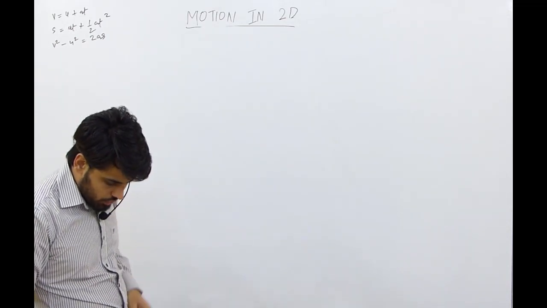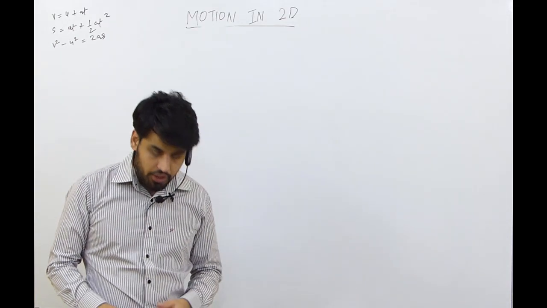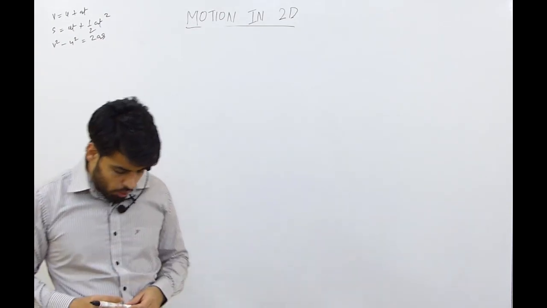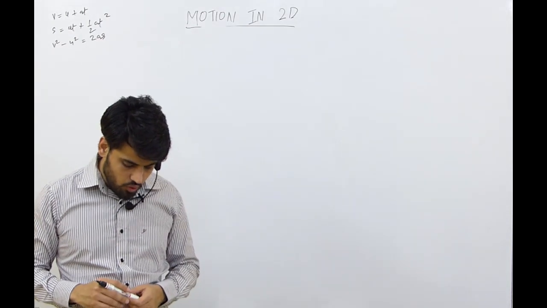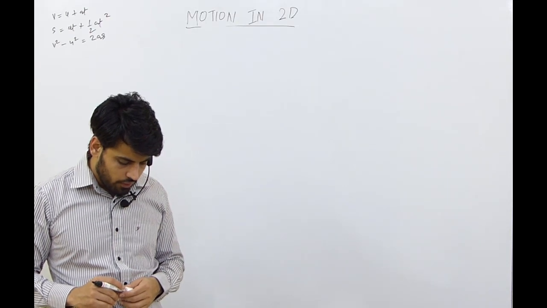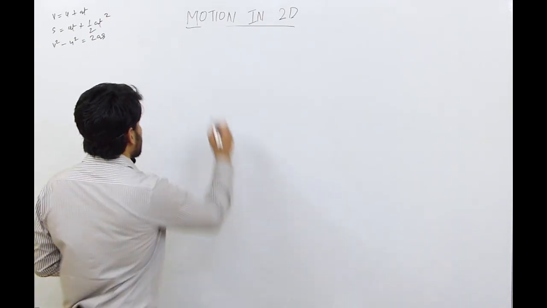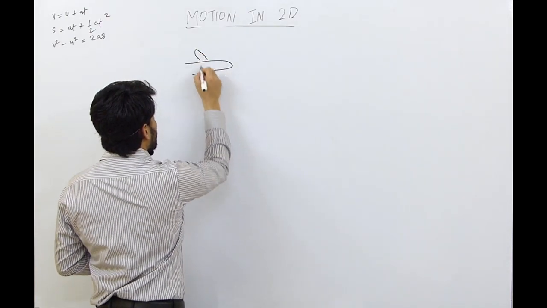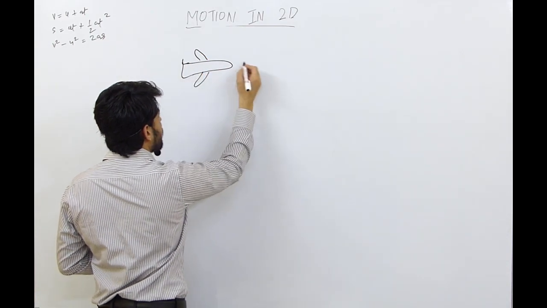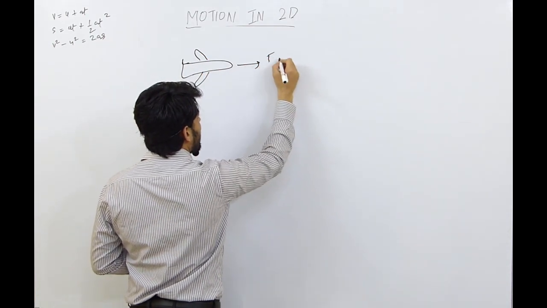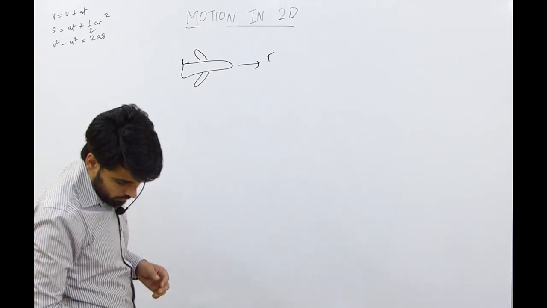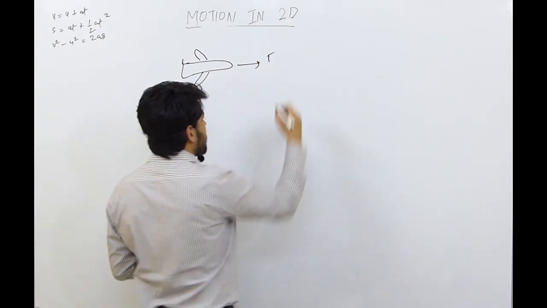Again, one question is there. I'll read that out for you. A bomber plane moves horizontally with a speed of 500 meter per second. A plane is there which is being moved in this direction at the velocity of 500 meter per second.